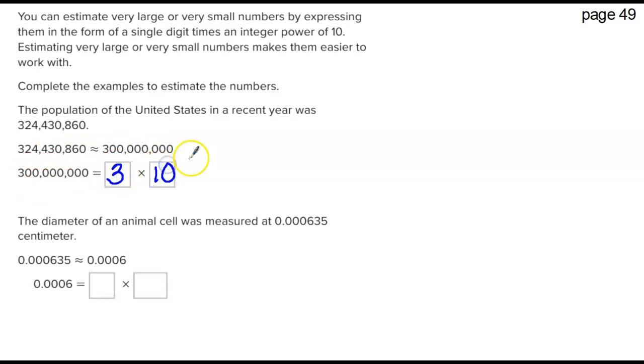Now, we know the exponent will be positive because it's a large number, but how many times do we move the decimal from here to get it here? 1, 2, 3, 4, 5, 6, 7, 8 times. So that would be an 8. Okay. Here we have a very small number. We want the decimal to end up right here so that we have one non-zero number to the left of the decimal. How many places did we move it? 1, 2, 3, 4. So we're going to have 10, and because it's a small number, it's a negative 4.